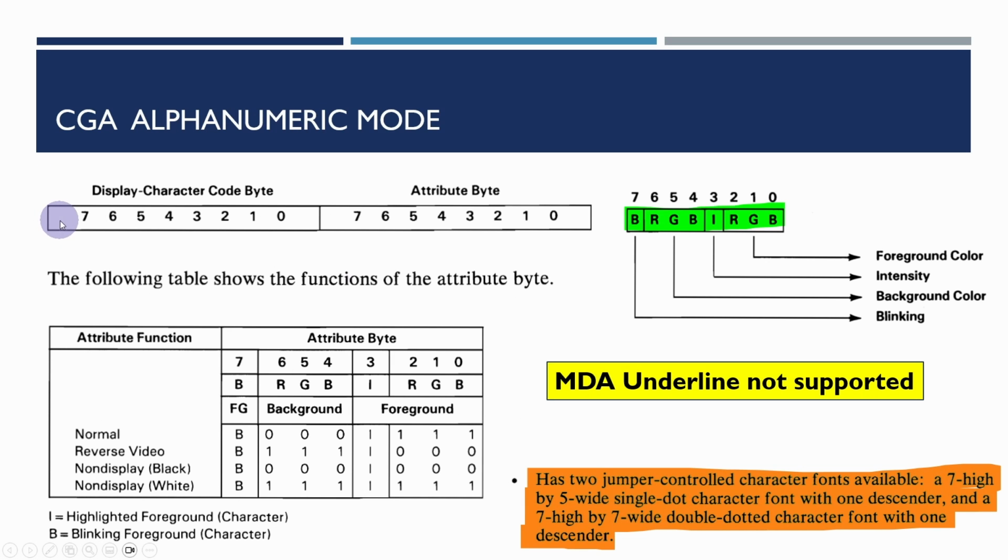The alphanumeric mode is almost identical to the monochrome display adapter, apart from underlining, which is not supported on CGA, EGA and VGA without using graphics. It also mentions here it has jumper controlled character fonts available, so the 7 by 5 wide or the 7 by 7. Those were the wide ones and the thin ones that we saw previously. When we program the character ROM, we'll put both the wide and the narrow ones in there, and probably the VGA ones as well, so we'll be able to switch between the various fonts and see what it looks like.